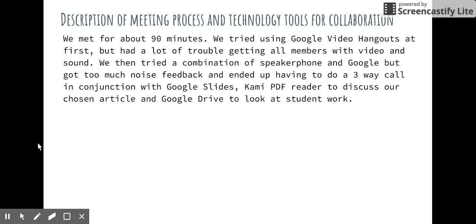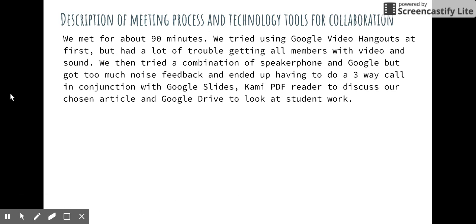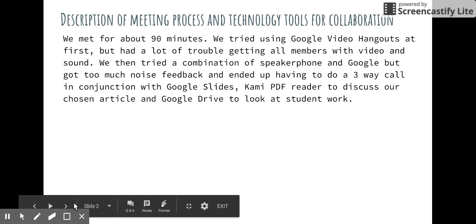So after troubleshooting for about 30-40 minutes, we ended up having to do a 3-way call in conjunction with Google Slides, Kami PDF Reader, to discuss our chosen article, and then we used Google Drive and a Google Doc to look at student work together.